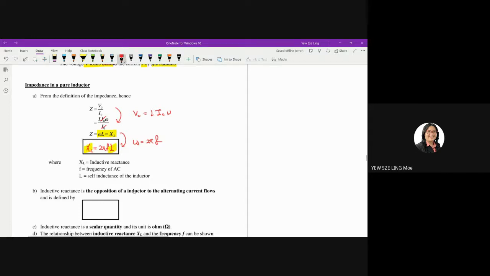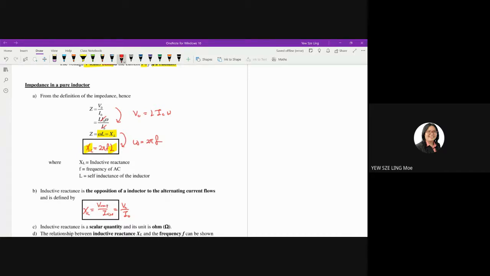All right. So the inductive reactance is the opposition of an inductor to the alternating current flowing through it, and it is defined as, basically the same as the previous case, you have VRMS over IRMS equals V naught over I naught. And once again, here you can just use RMS and naught because you have just one component.